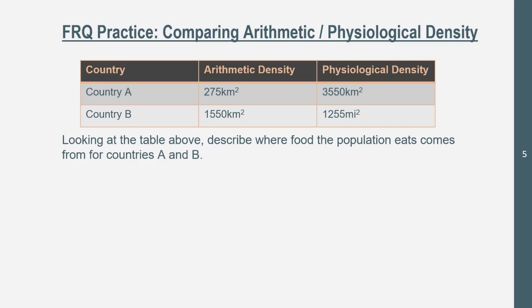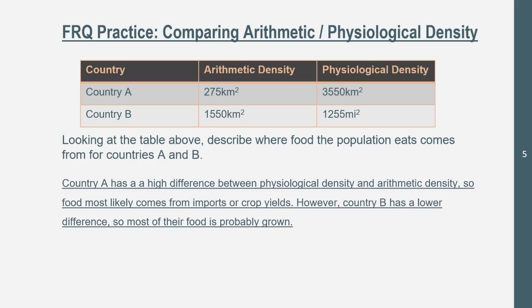Here's an FRQ practice, comparing arithmetic and physiological density. Here we have a table with two countries, country A and country B. It shows the arithmetic density and physiological density for each country. Looking at the table above, describe where the food the population eats comes from in countries A and B. Pause the video to write this down. Alright, let's view the answer.